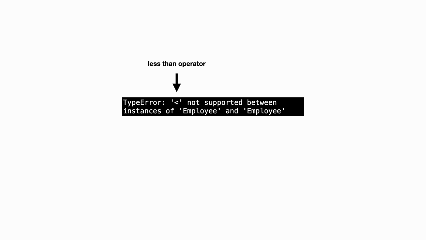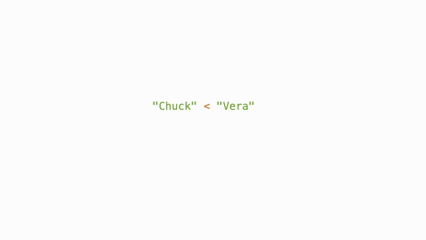Let's forget about employees for a moment. Here is a regular list of names. What needs to happen to sort this list? The sorted function creates a new list that adds string Vera. It then proceeds with Chuck and checks if Chuck should be inserted before Vera. Since strings do support the less than operator, Python will compare the 2 strings like this.